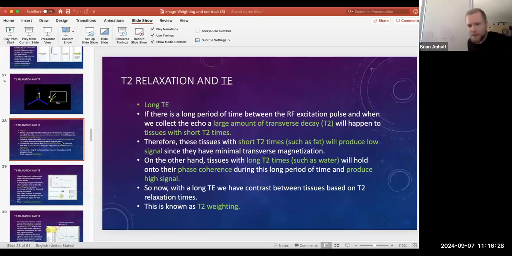Tissues with short T2 times, such as fat, that lose their transverse magnetization quickly will produce low signal. On the other hand, tissues with long T2 times, such as water, holding on to their phase coherence for longer will produce a lot of signal because they are holding on to their transverse magnetization that is cutting through the coil of wire. So now with a long TE, we have contrast between tissues based on the differences in their T2 relaxation times. This is known as T2 weighting.